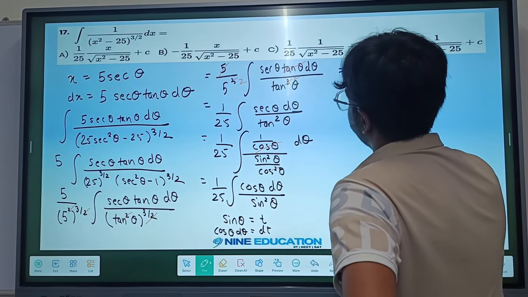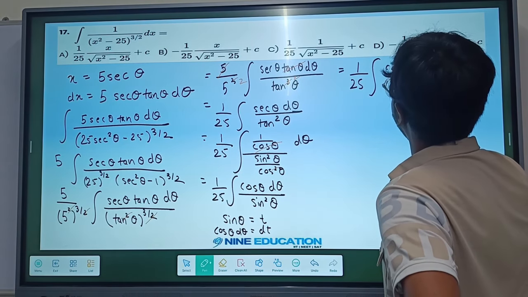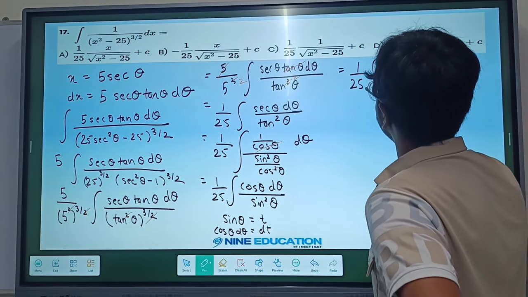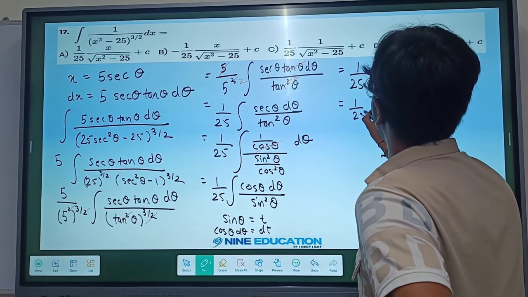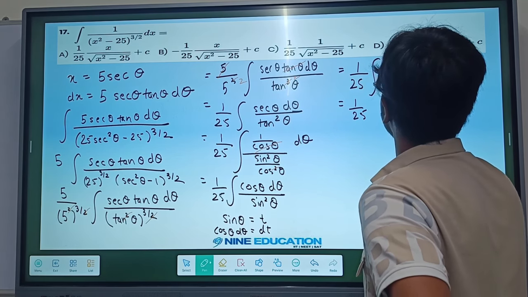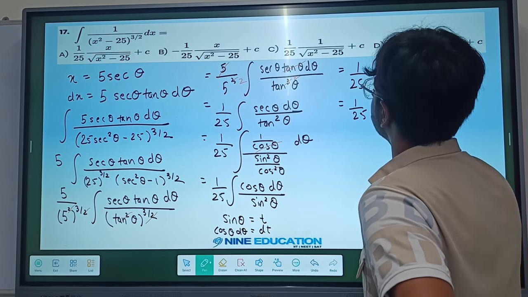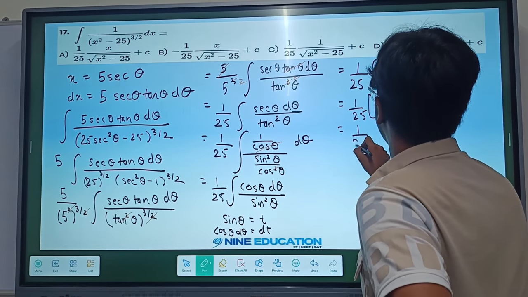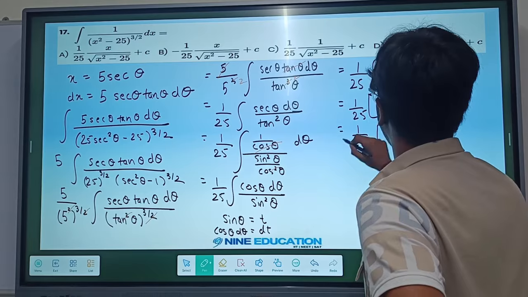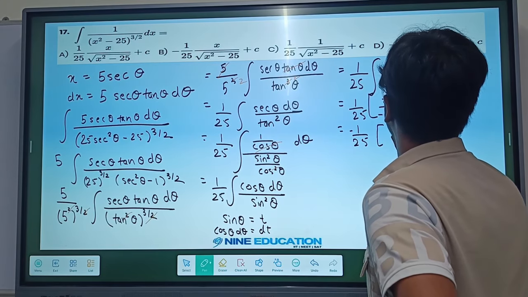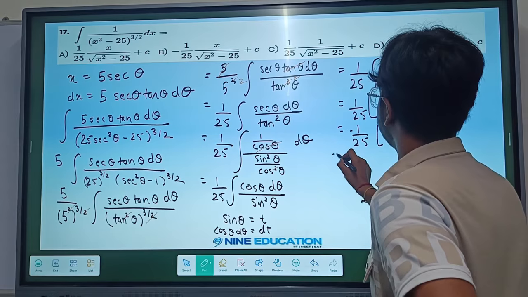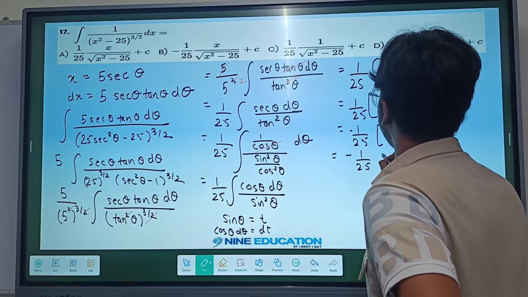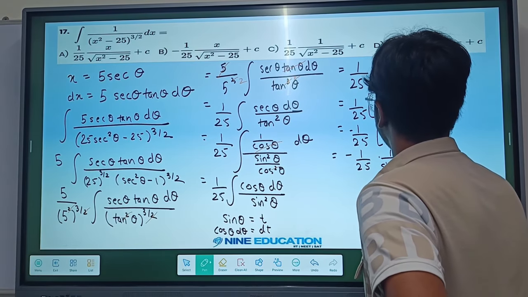So what will I get? 1 by 25 integration cos theta d theta is dt divided by t square. So 1 by 25 t power minus 2 plus 1 divided by minus 2 plus 1. So 1 by 25, I'll take this minus outside, 1 by t. And what is t? Sin theta. So 1 by 25 into 1 by sin theta.